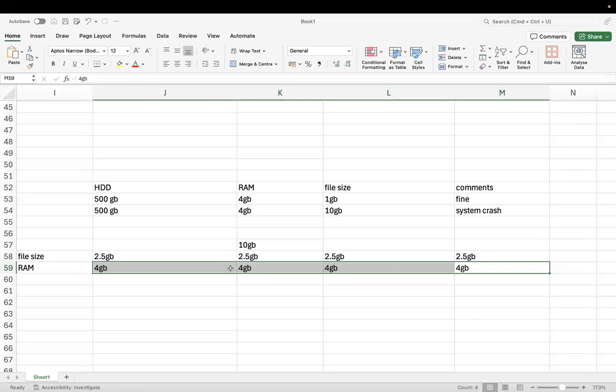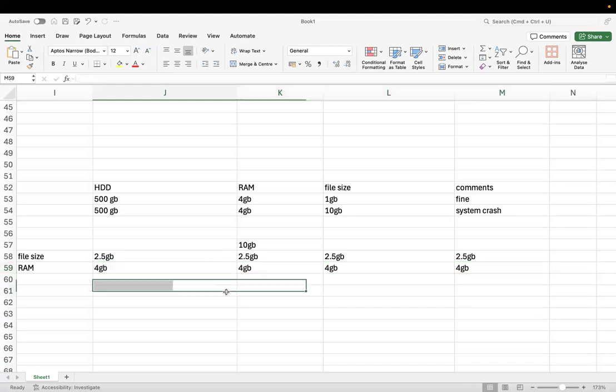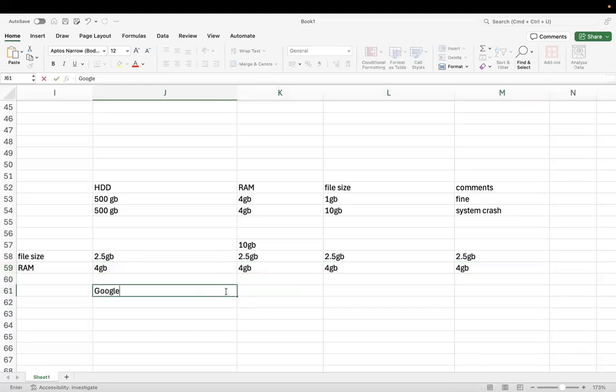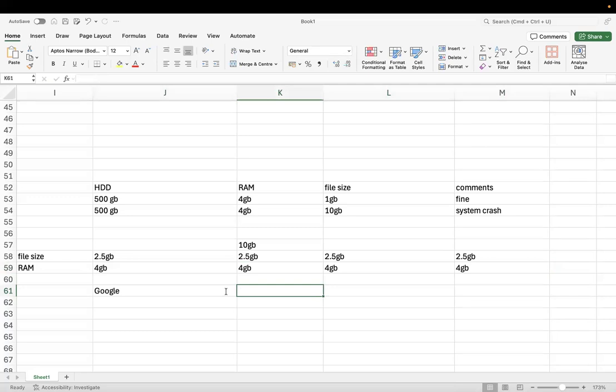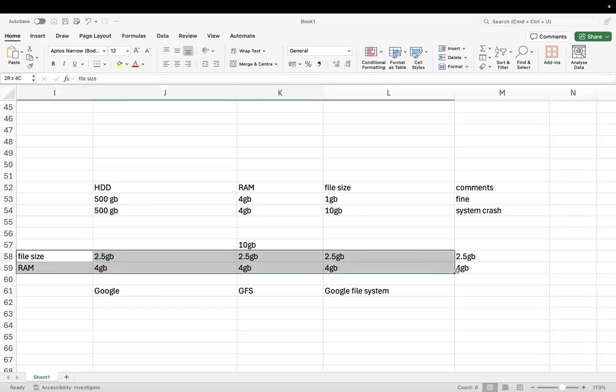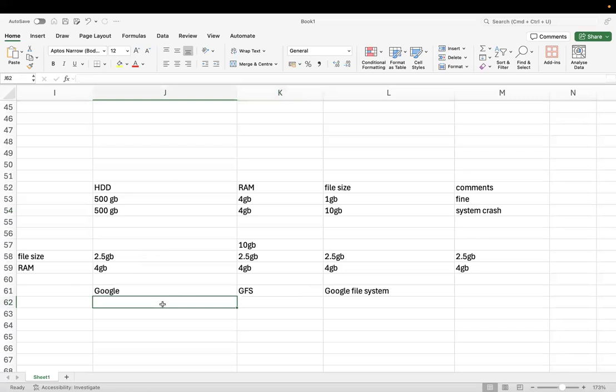This concept was first proposed by Google, guys. Google proposed this concept and called it GFS. GFS means Google File System. This was launched a long time ago. So Google first said, instead of accessing a 10 GB file in a 4 GB RAM on a single machine, let's do it in a distributed manner, right? This was first launched by Google.